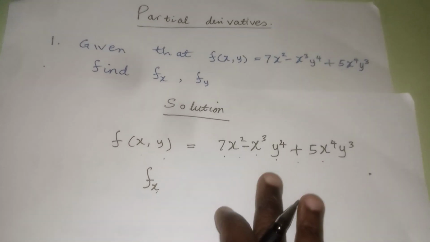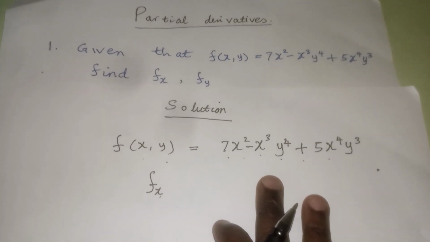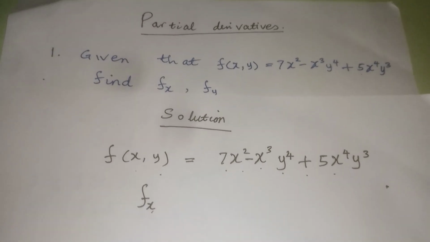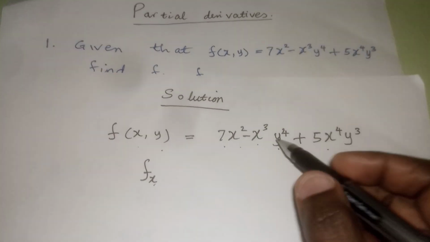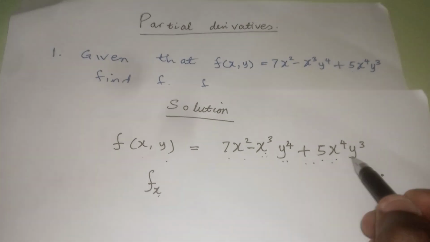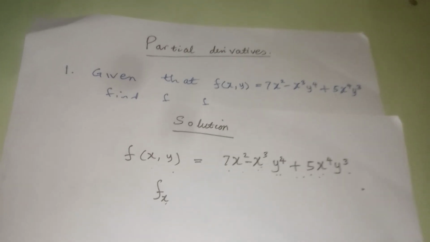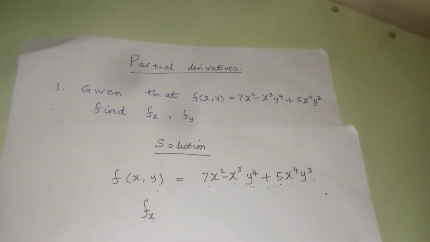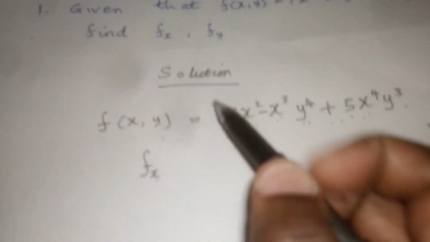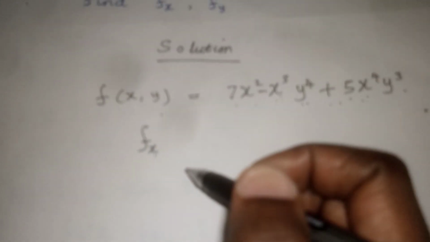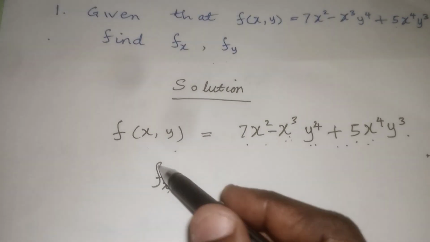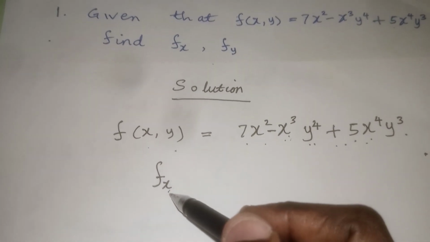Problem number 1 says that given f of x comma y equals 7x squared minus x cubed y power 4 plus 5 y power 4 x cubed, find fx comma fy. Let us start with fx. If we say fx, we differentiate the function f with respect to x.